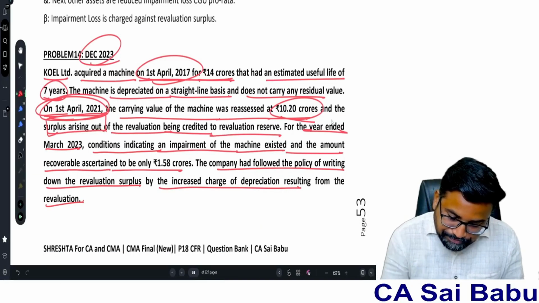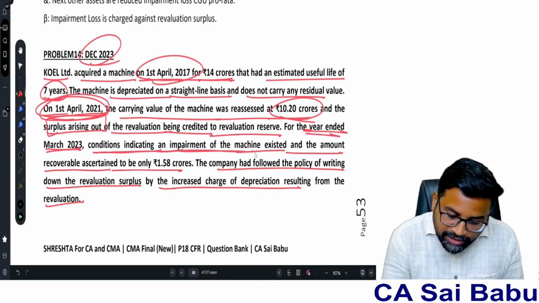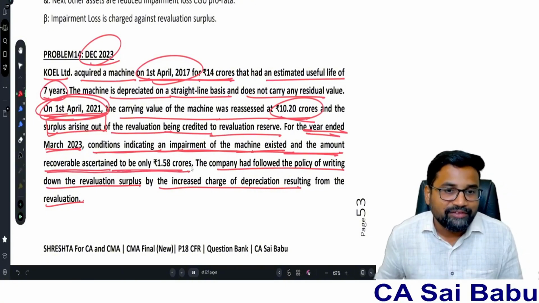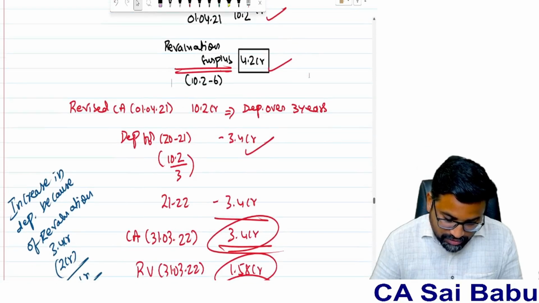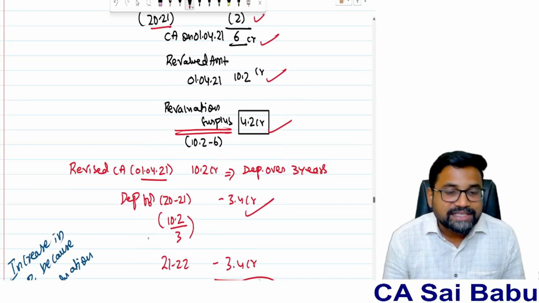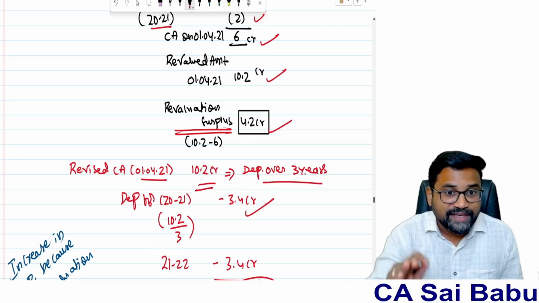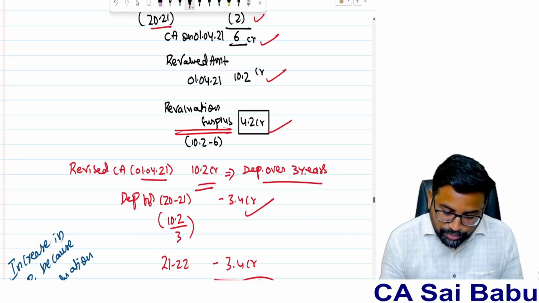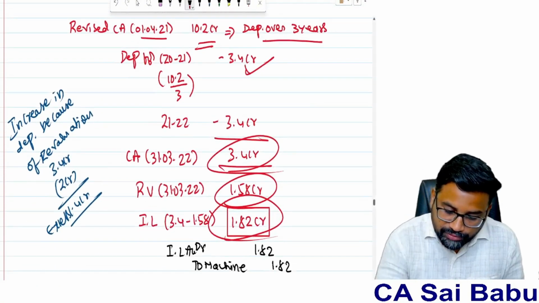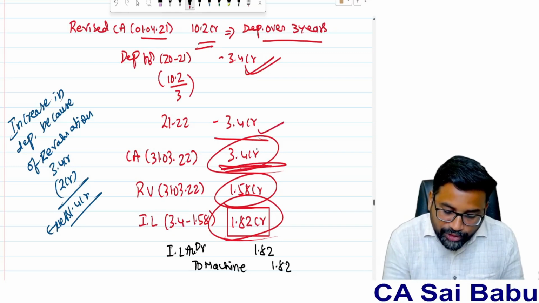After 2 years, 31st March 2023, conditions indicating an impairment of the machine existed and the amount recoverable was ascertained to be only 1.58 crores. After 2 years of this happening, the revised carrying amount on 1st April 2021 is 10.2, and this is depreciated over 3 years because out of 7, 4 years are over. So 10.2 divided by 3. What is the depreciation for 2021-22? 3.4. So the carrying amount on 31st March 2022 is 3.4 crores.